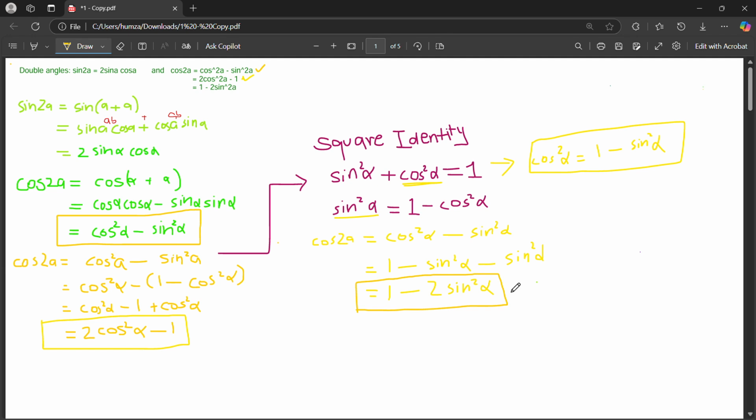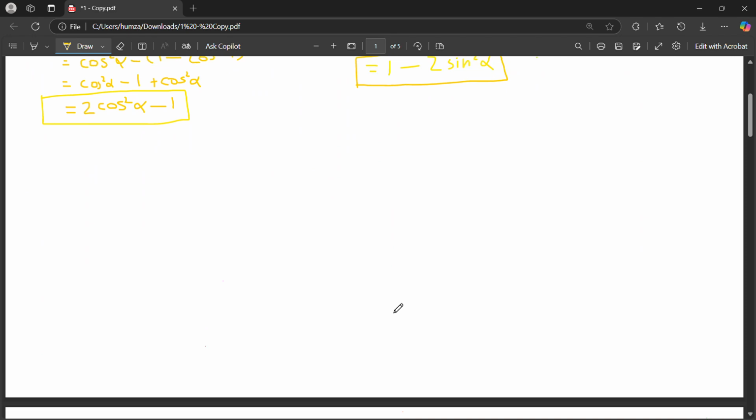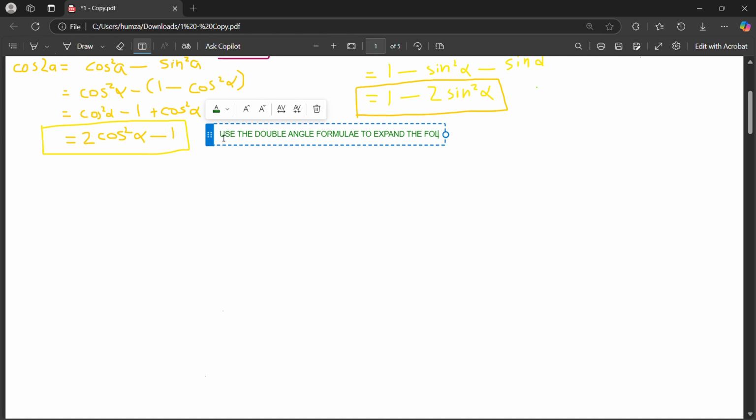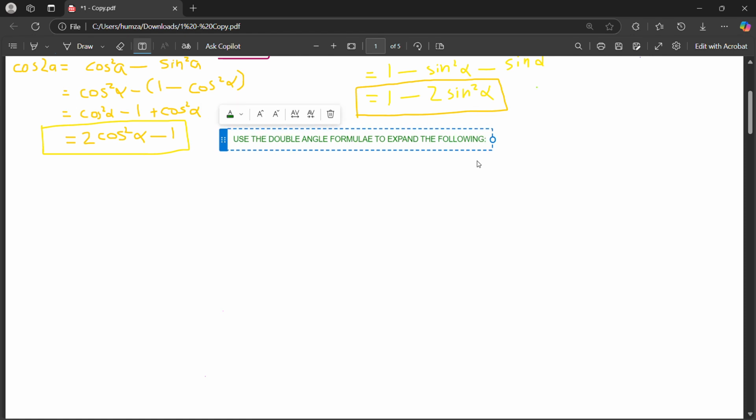Now let's move on to some questions. The question in the exam can come like, use the double angle formula to expand the following. We could use different examples. So let's try.